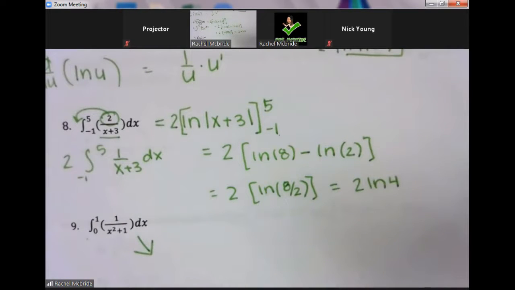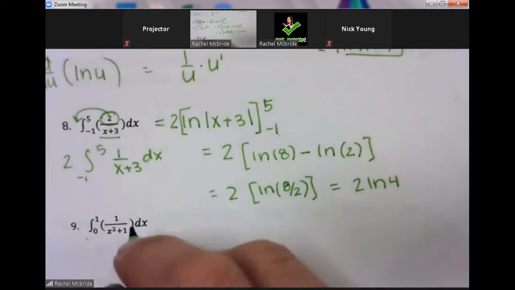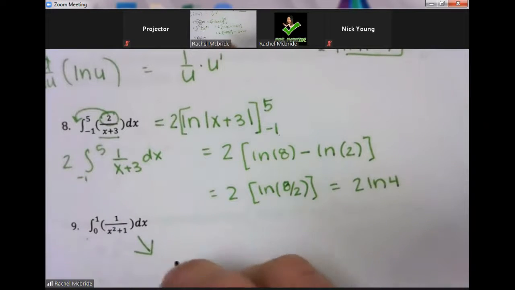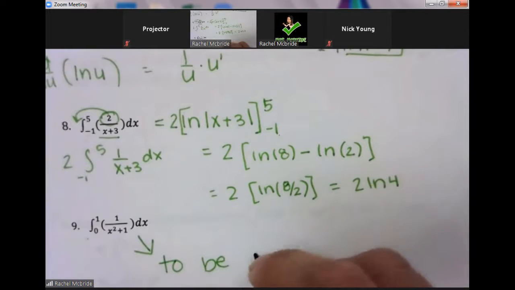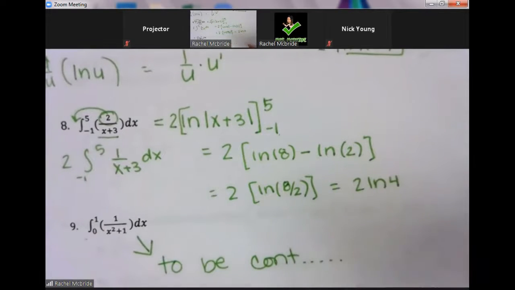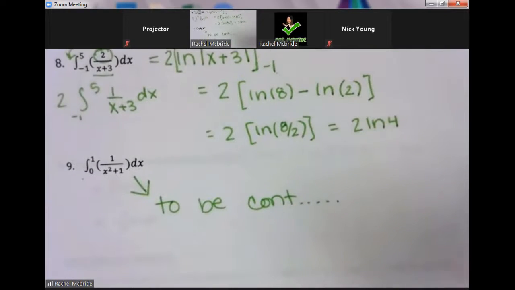Okay, and number 9. Well, number 9 is to be continued. Why is number 9 not a natural log? Why is number 9 not, Maddie? Exactly. We need an x up top in order for it to get an ln. We can't take x to the negative 2 up. So it's just important to be able to recognize where you can and cannot go.